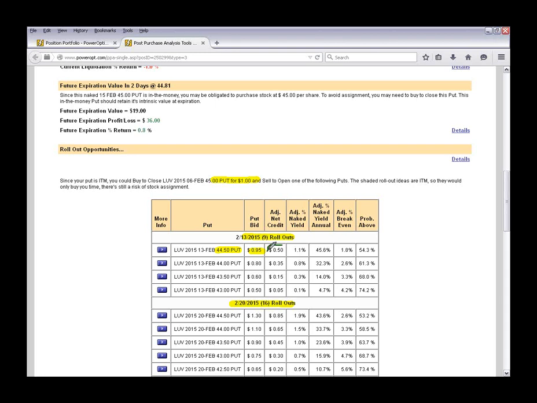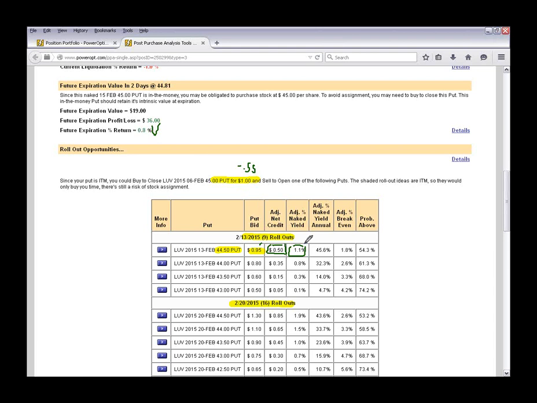And our adjusted net credit would be 50 cents. That's taking into account our original 55-cent premium, minus the dollar we'd have to pay to buy it back, so it would be a loss of 45, and then we're taking in a new premium of 95 cents. This would give us for next week a 1.1% yield. Now remember, we're at about a 0.8% yield if the stock stays at the same price between now and expiration. We are at a 1% liquidation loss, so this is taking a current liquidation loss into a potential gain.